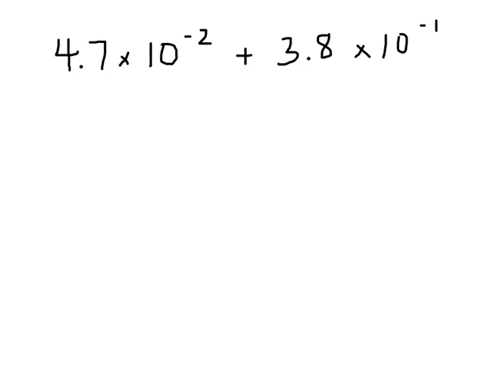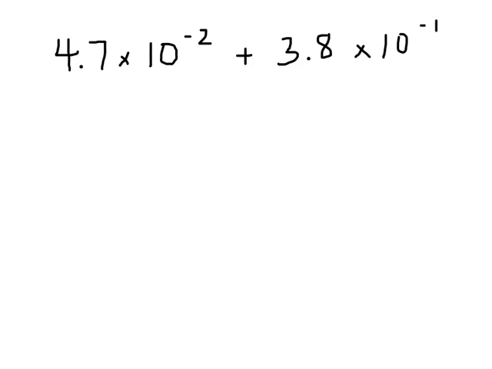Last but not least, what to do if you have negative exponents. 4.7 times 10 to the negative 2 plus 3.8 times 10 to the negative 1. Remember, with negative numbers, the closer it is to 0, the greater it is. Negative 1 is only one step away from 0, so this is my greater value. I want to keep my larger exponent, so I'm going to keep this negative 1.